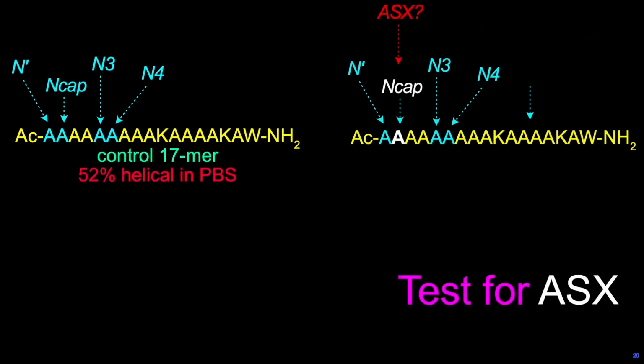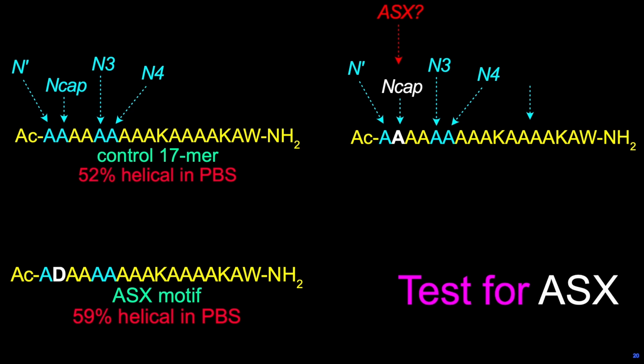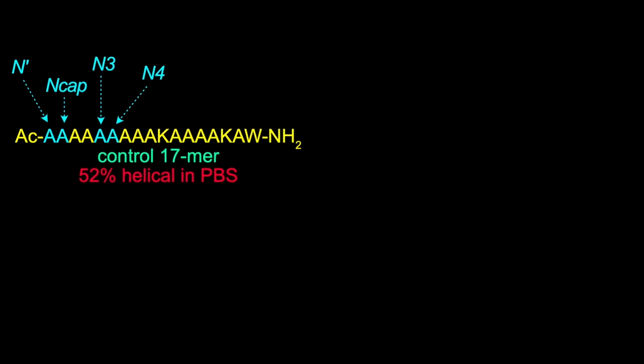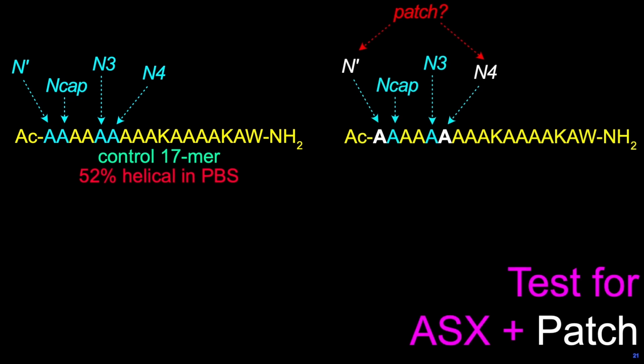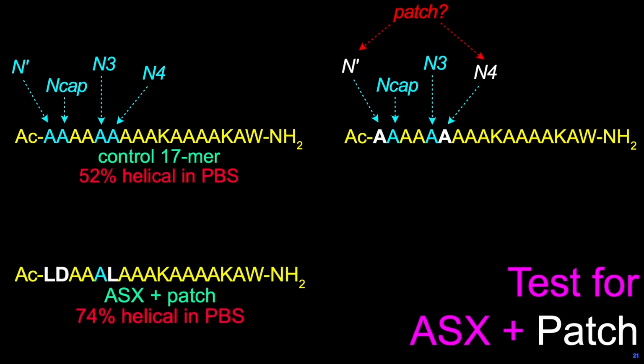So for instance, if we replace the N-cap residue, which is currently an alanine, with an aspartic acid, that forms an ASX motif. And that gave us a slight increase in helicity in PBS, 59% relative to 52. If, as well as that, we change N' and N4 from alanine to a typical hydrophobic residue, and we find leucine and leucine is the best, the helicity jumps to 74% in PBS.